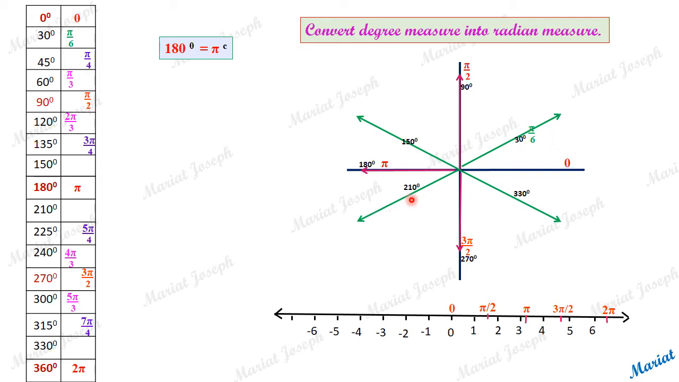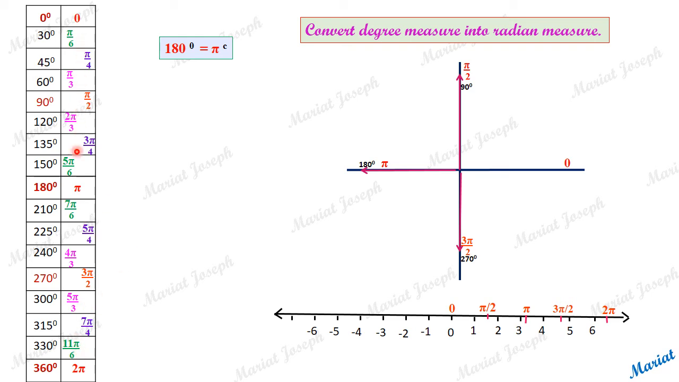And this is 7 times 30, 7 times pi by 6. This is 11 times 30, 330 is 11 times 30. So 11 times pi by 6. And we have the set of angles pi by 6, 5 pi by 6, 7 pi by 6 and 11 pi by 6.